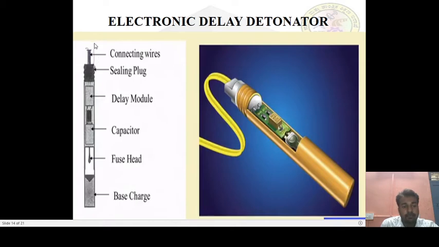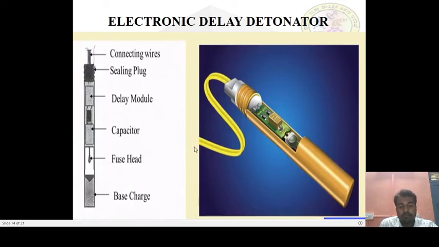The capacitor here works as a storage of energy. As the power passes through this detonator, it is stored in the capacitor. This is your chip. This chip will be connected to your system on the surface, and we set the time at which this has to explode. We set the time and then insert this electronic detonator in the primer or booster, usually in the primer, and then insert it in the blast hole.